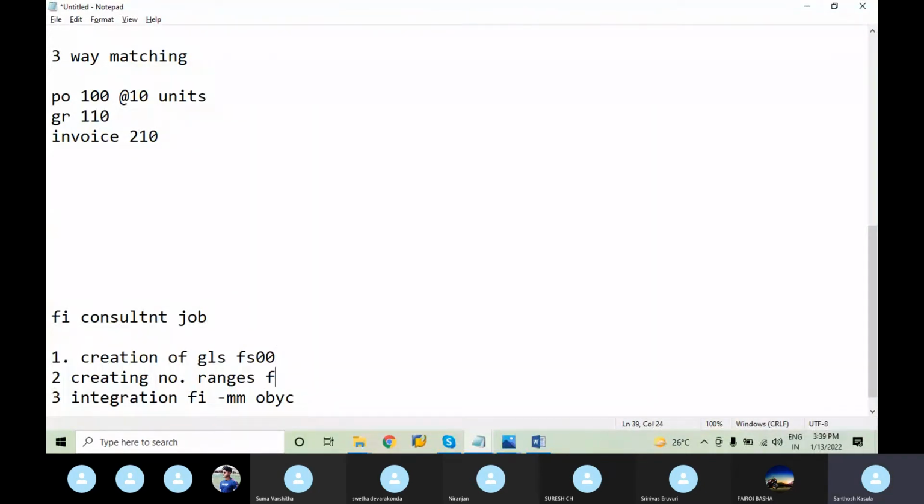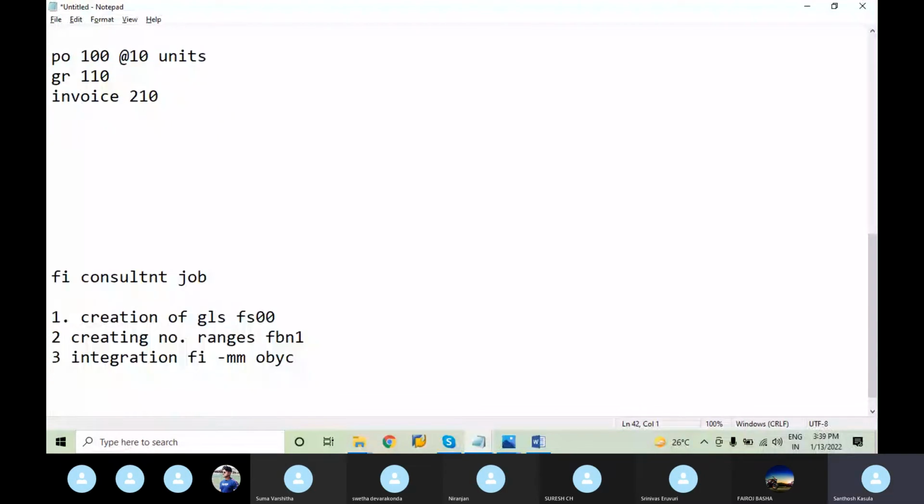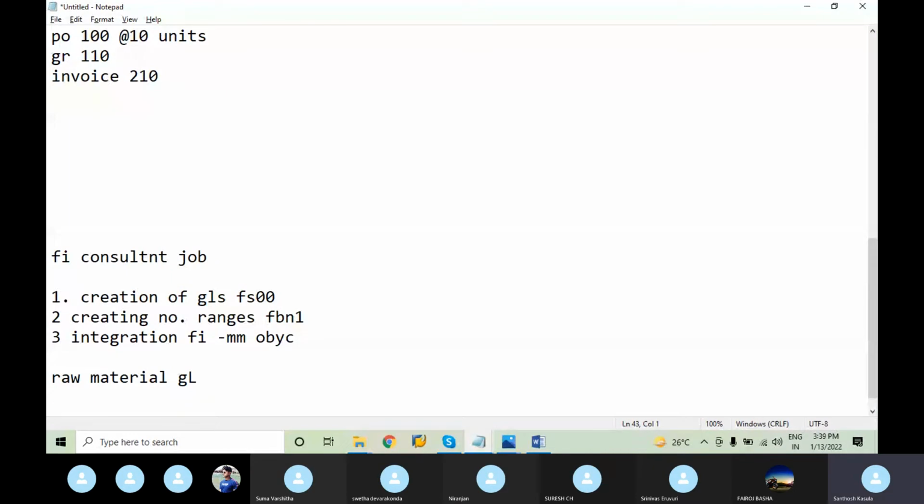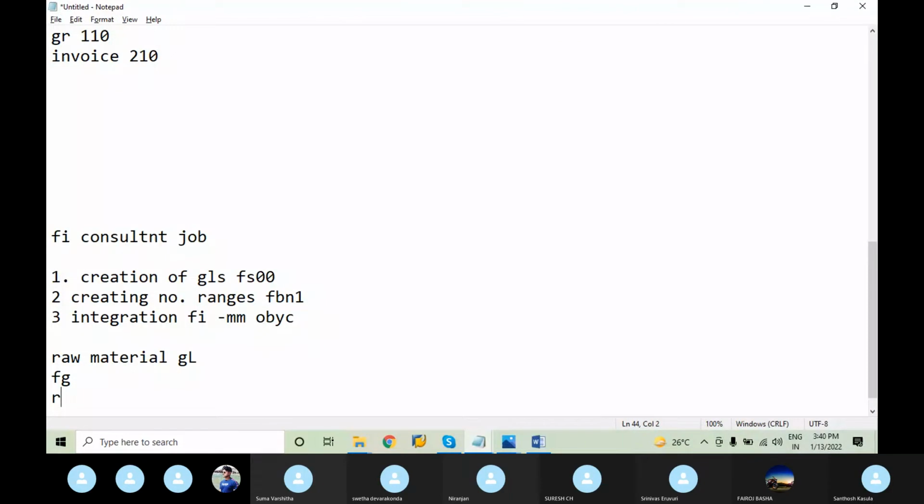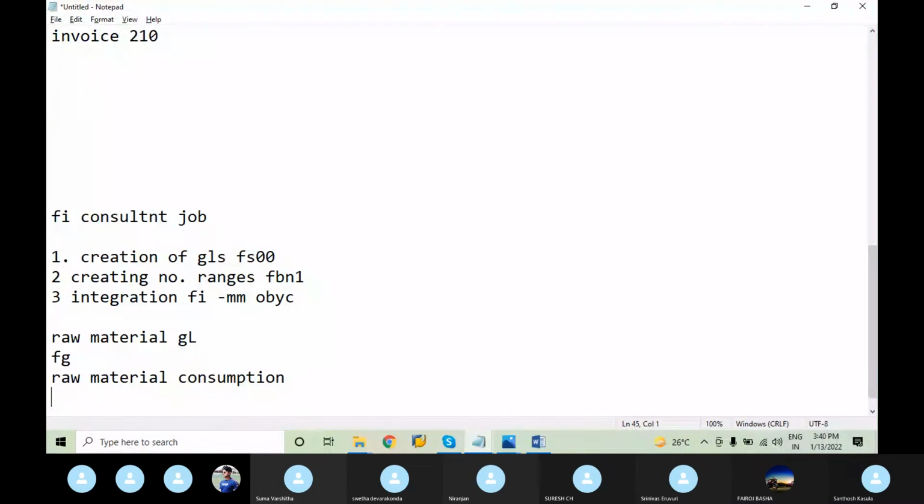What all GLs we need to create? That is raw material GL, finished goods GL, raw material consumption GL, and increase stock GLs. So these are the GLs we need to create.